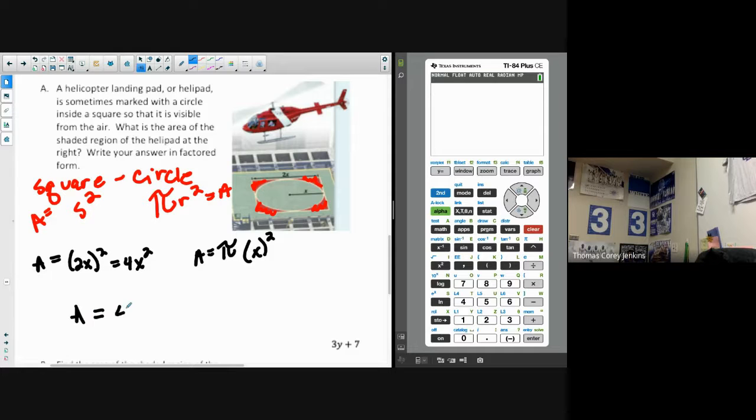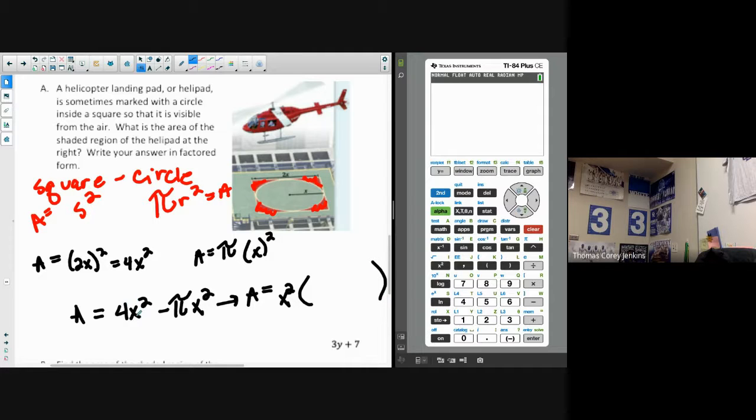So overall, our area would be 4x squared minus pi x squared. So obviously we have a binomial here. Is there any common factor that we could factor out? That's what they'll want you to do on Math Excel. So it looks like x squared goes into both of them. To simplify that, we'd have area equals, factor out your x squared, and then figure out what's left in your binomial in the parentheses.